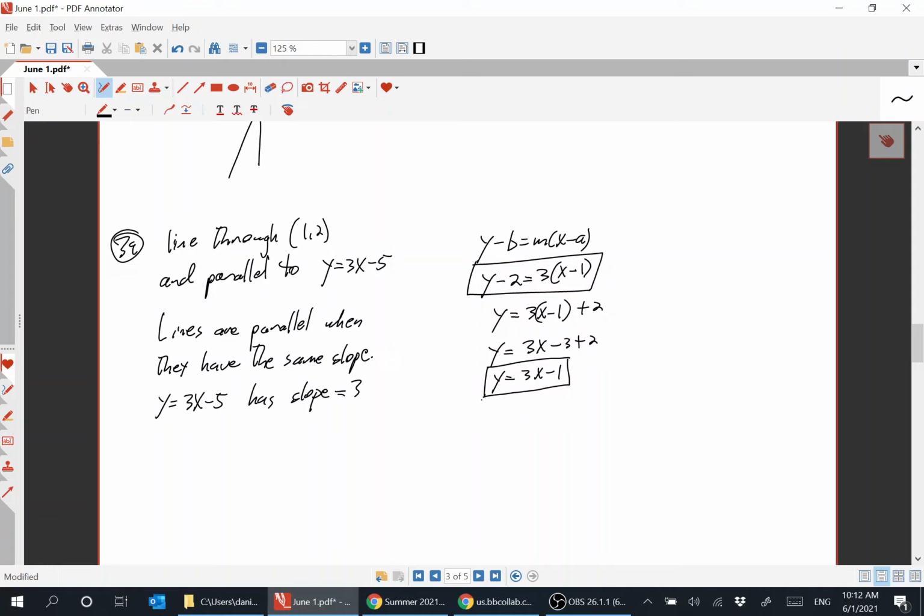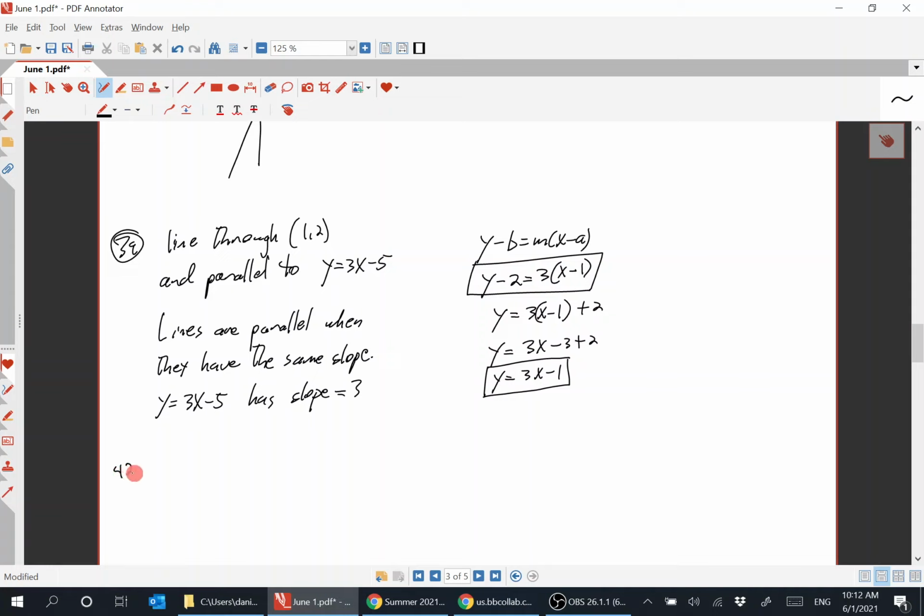Minus 3 plus 2, yeah. This is the line that we were looking for, and you notice it's the same as that, right, except for the y-intercept. y equals 3x minus 5, y equals 3x minus 1. So same slope, different y-intercept.